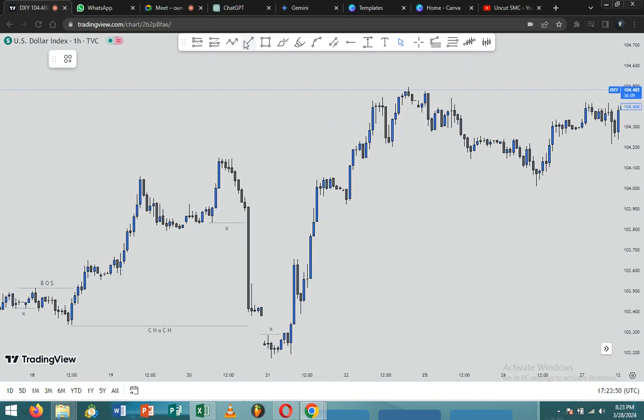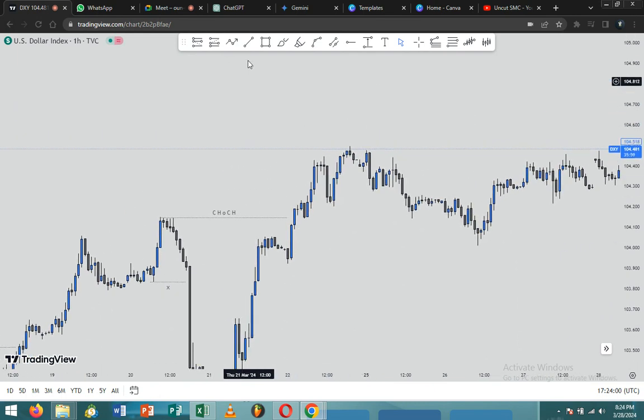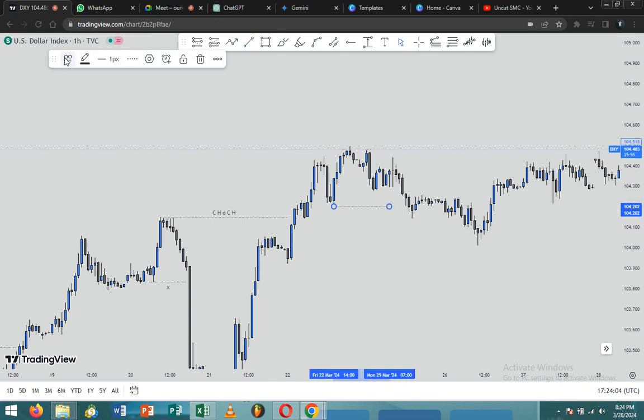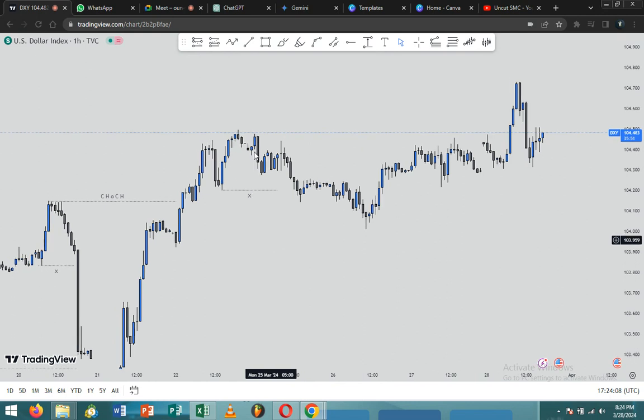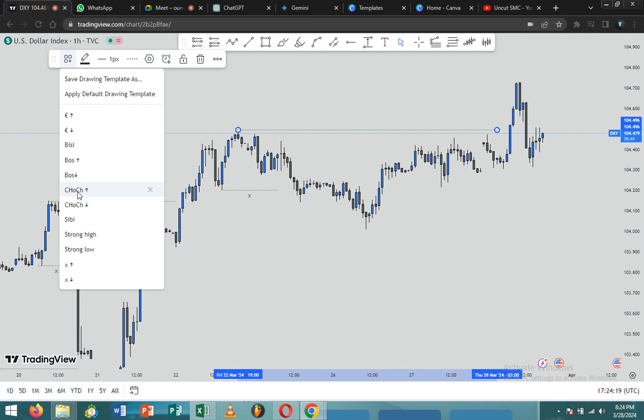So price later on comes back and gives us a change of character. So with this CHoCH, you see there is CHoCH, CHoCH. Okay, so we are back to the uptrend. So this is a low, sorry, inducement. So with that inducement, then we are looking to buy further.